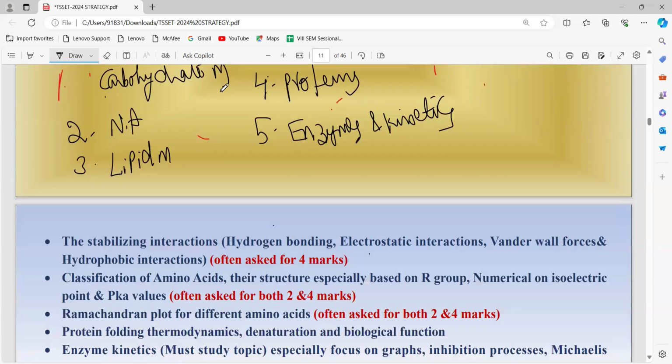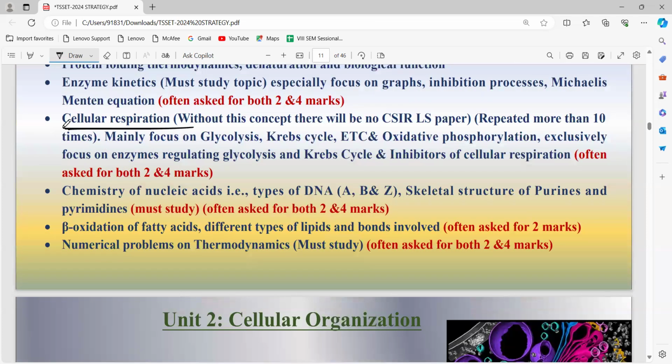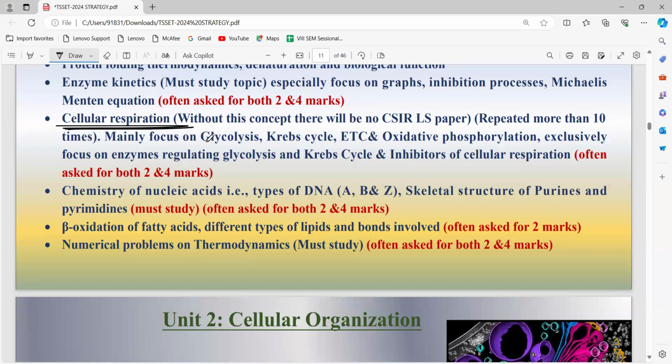And when it comes to carbohydrate metabolism, there is no question paper set without a question from cellular respiration. It is very important. You can get questions from the enzymes, you can get questions from inhibitors, whatever it may be, friends. You will get the question for sure. Majorly, you have to focus on glycolysis, Krebs cycle, electron transport chain, oxidative phosphorylation. These are all compulsory, you have to read them, especially the enzymes involved, most importantly regulatory pathways, and very importantly, friends, inhibitors.